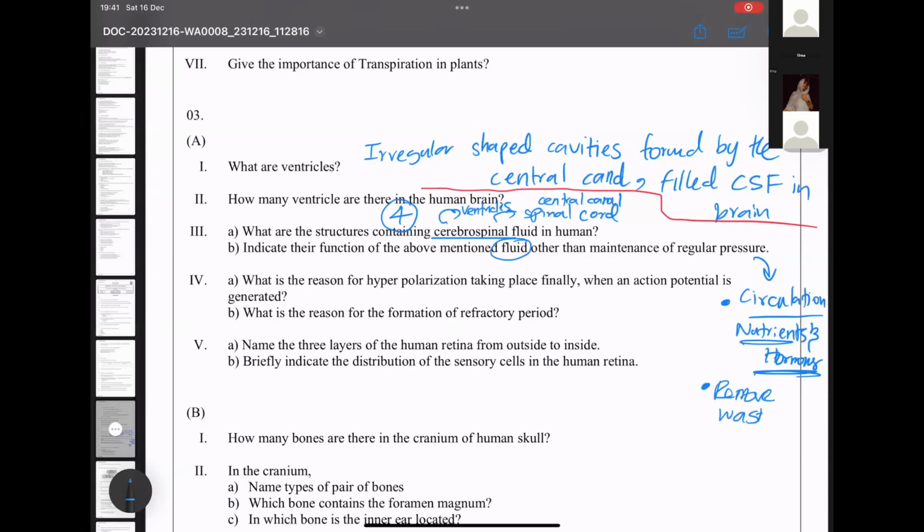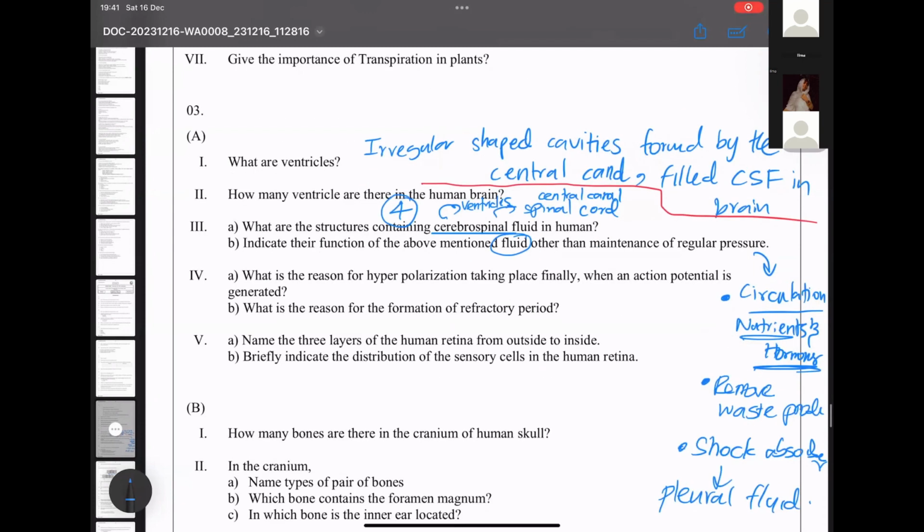So again, remove waste products. And then finally, acts as a shock absorber. So what else acts as a shock absorber in our body? Another fluid. If you remember, in the lungs also, there is something called pleural fluid. So that also acts as a shock absorber. So these are the 3 other functions that you can write for part B.